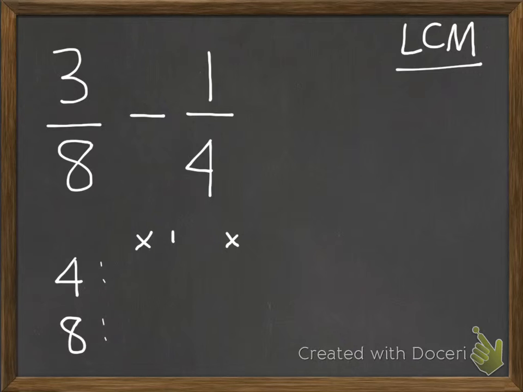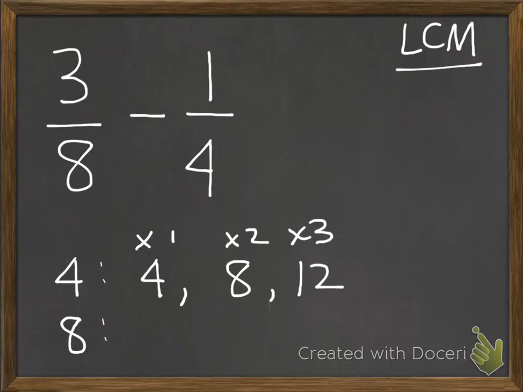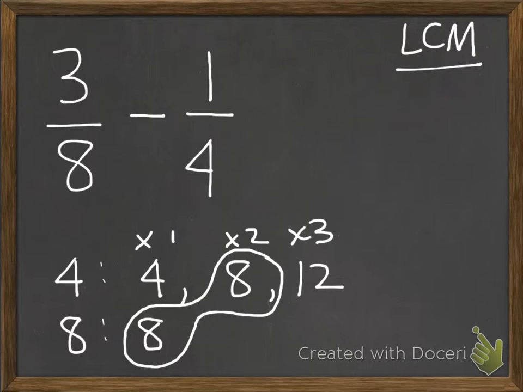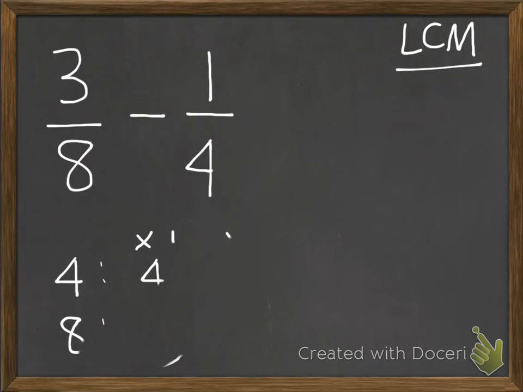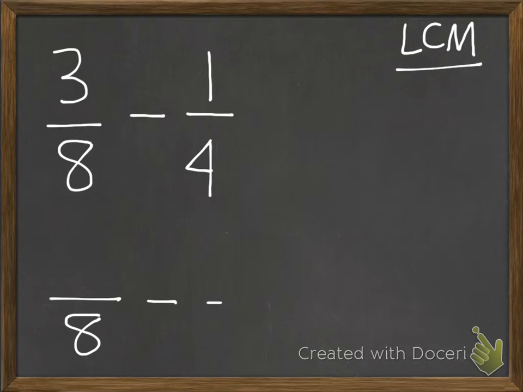So we know times 1, times 2, times 3. We probably don't even need to get to the 3, but we'll see. 4 times 1 is 4. 4 times 2 is 8. 4 times 3 is 12. 8 times 1 is 8. Do you think we can stop? We sure can. 8 is the LCM, the lowest common multiple, that both 4 and 8 share. So, remember 8, because that is our new denominator. Set the problem up exactly as you see it, only with the 8 as the denominator.